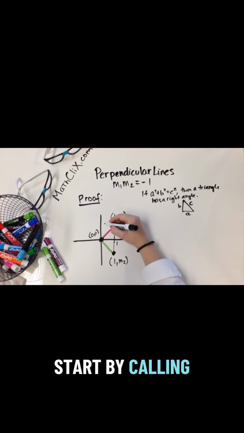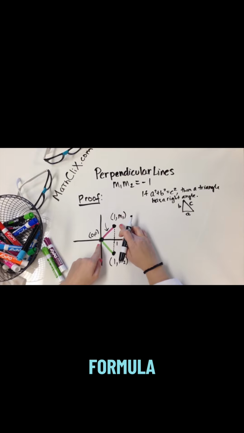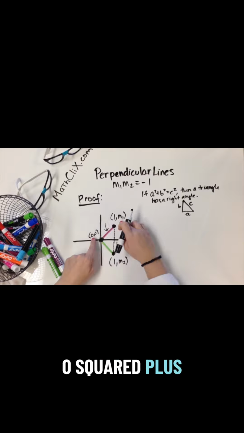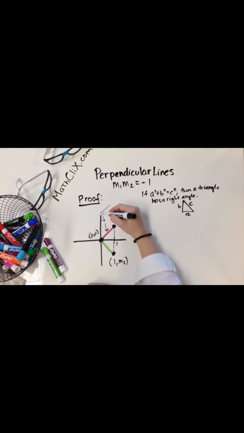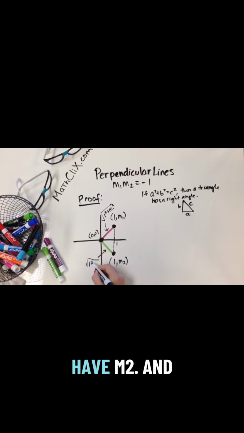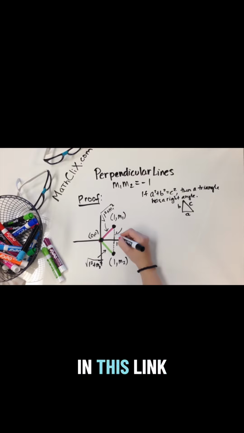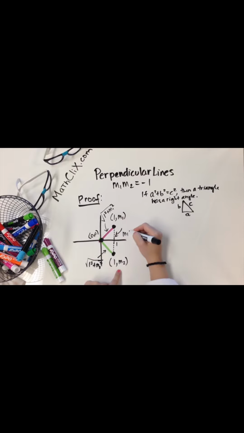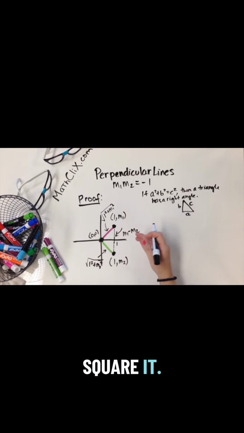So we're going to start by calling this side, the length of this side would be the distance formula applied to these two coordinates, so the square root of (1 minus 0) squared plus (m1 minus 0) squared. And then down here you would have the same thing, only with m2. And then this length here would just be m1 minus m2, or you could call it m2 minus m1 because you're going to square it. It doesn't matter either way.